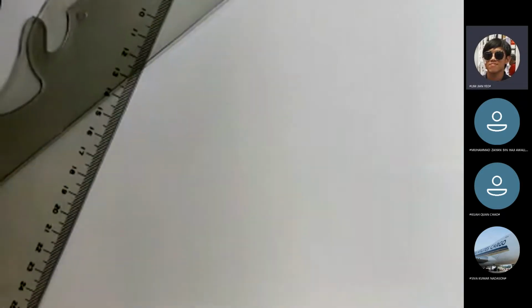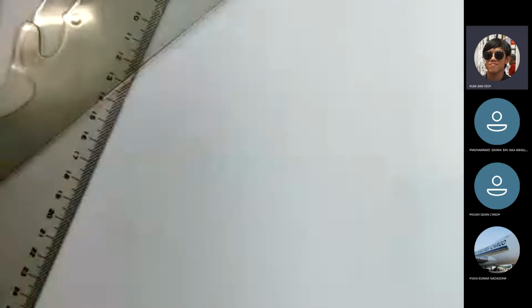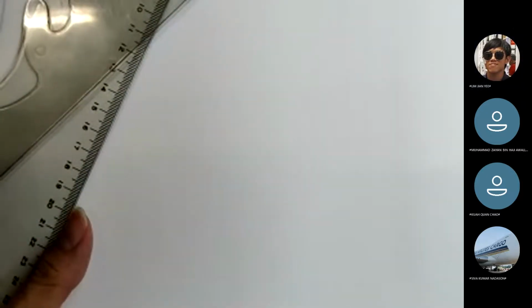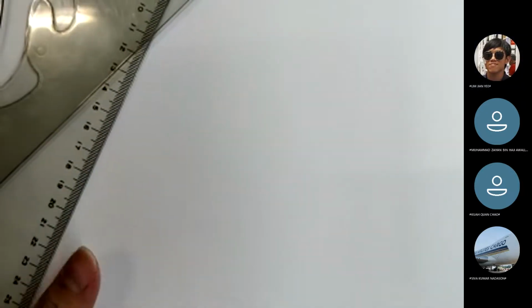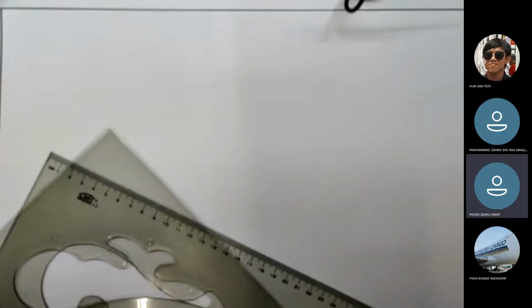Can you see the paper? Do you see anything on the paper? Hello? Can see, but the angle is a bit off. It's horizontal. Oh, I think it's vertical. Sorry. Is it fixed now? Yeah.